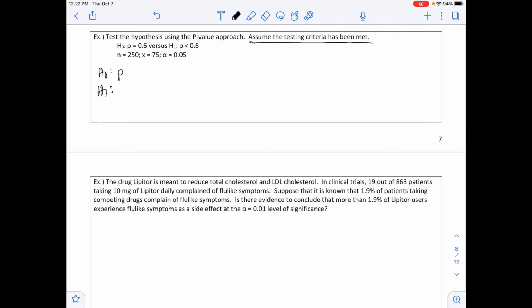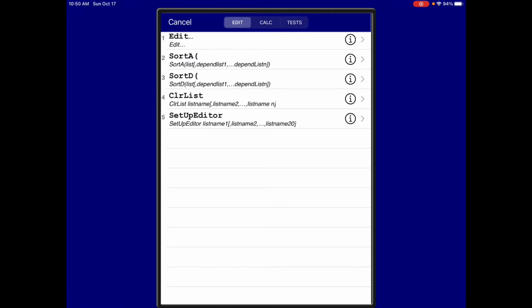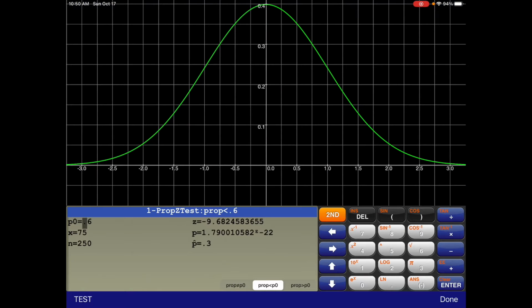Our null is p equals 0.6, and our alternative is p less than 0.6. On the calculator, you're going to go to stat, to test, to 1-PropZTest, and enter in the values for p naught, x, and n. All of those are given. And then you're going to get your p-value, and notice that since it has the E negative 22, it's times 10 to the negative 22nd, and that's going to round to 0.